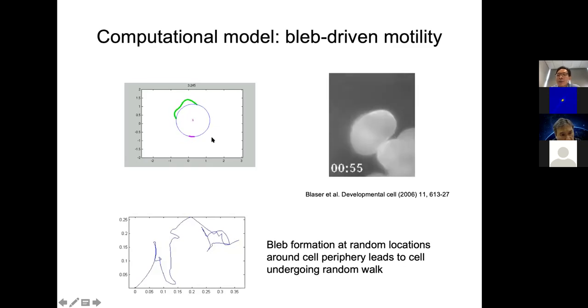Now the other thing in biology, as I think in physics, is that you have a model, nice, but then you've got to compare it with experiments. So this is actually an old experiment done in some developmental biology system where they show single cells forming these blebs and then moving around randomly also. So we think that we have something that looks pretty much like what is happening for real cells.